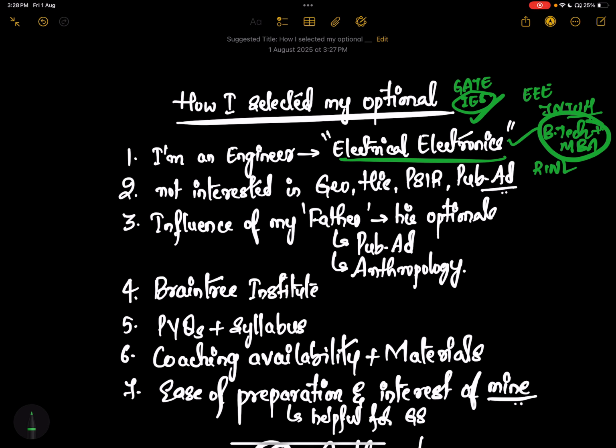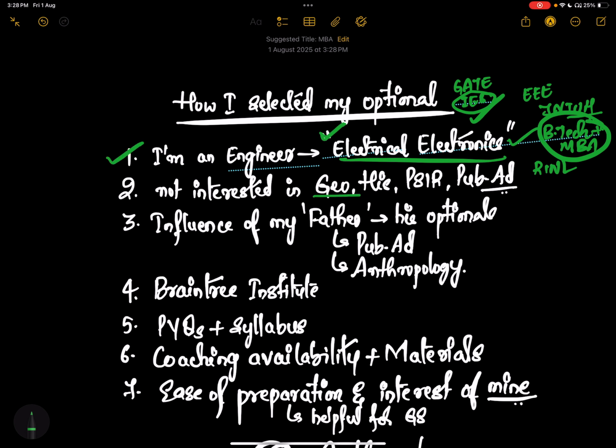But later, since I'm a working professional, I'll discuss that later also, I dropped electrical engineering as my optional. I'll let you know. Now, coming to the second point.